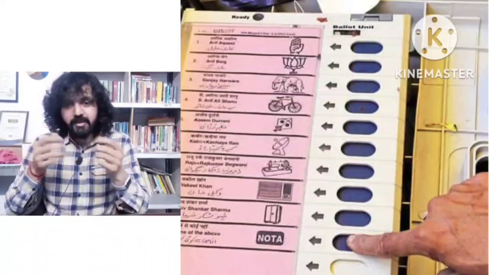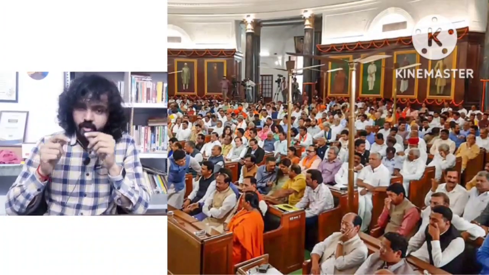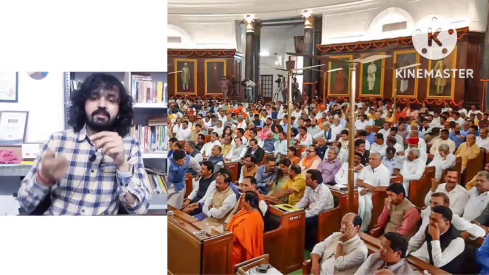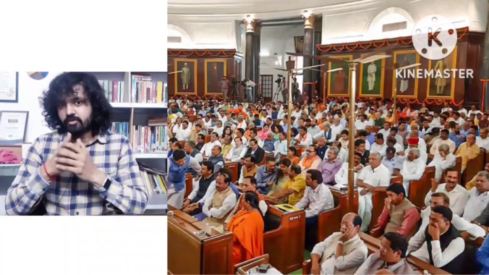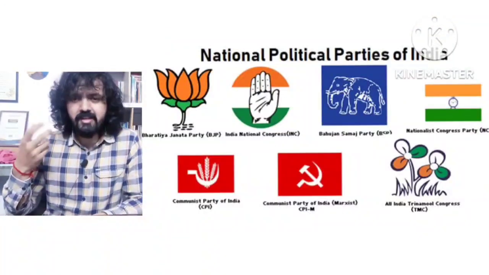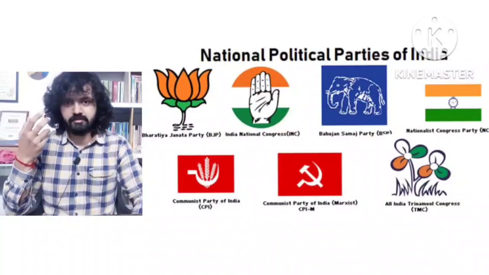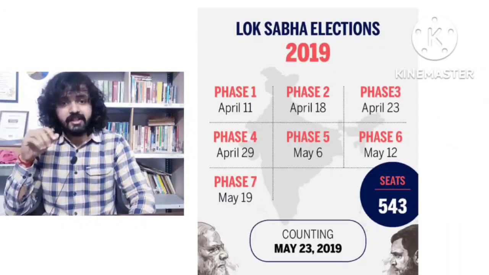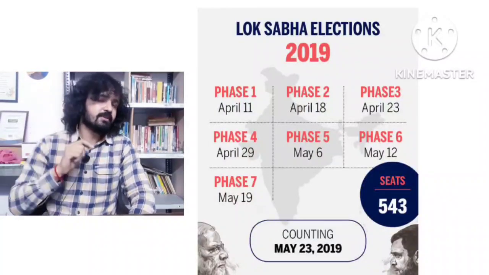So a political party is a group of people who want to achieve a common goal and control the government by winning elections and exercising political power. India has a multi-party system and it has a huge population, as you all know. Thus, the size of the huge electorate mandates that elections be conducted in a number of phases.